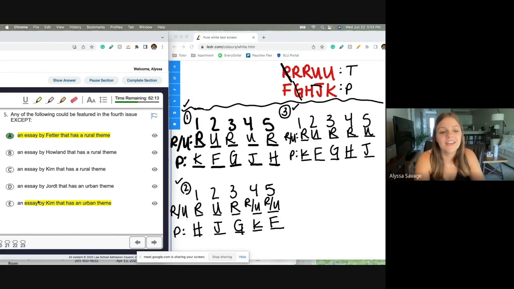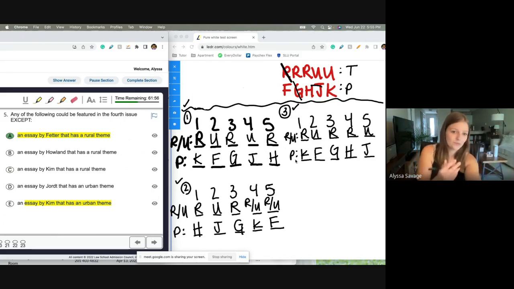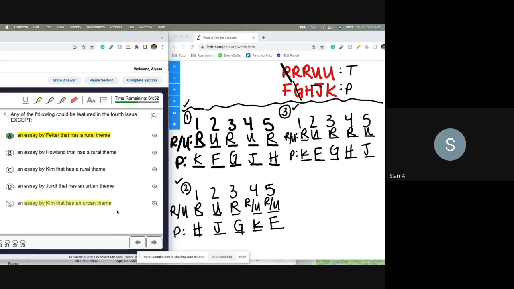But if we look at E, K has an urban theme in that fourth issue. Totally possible. We can make that happen in that second world because U and R flip flop. So we could force U to be in that fourth spot if we wanted it to. So because it can happen, it's wrong because we're looking for the exception. And that's what I was telling myself. I'm like, it can happen in E and it can't in A. So I think that's why I was confusing myself. Like, I know it can happen here, but it can't happen here.